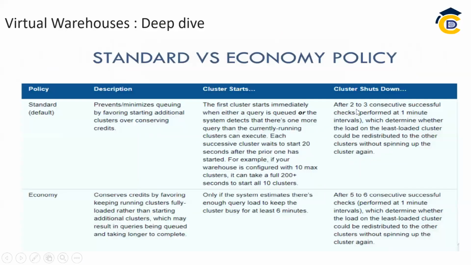Let me read that again. After 2 to 3 consecutive successful checks performed at 1 minute intervals, which determine whether the load on the least loaded cluster could be redistributed to other clusters without spinning up the cluster again. So this is what happens when you choose a standard policy.